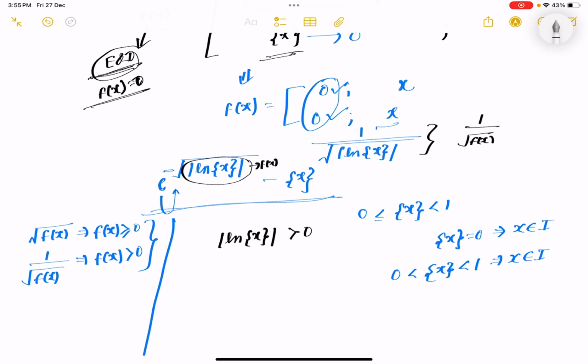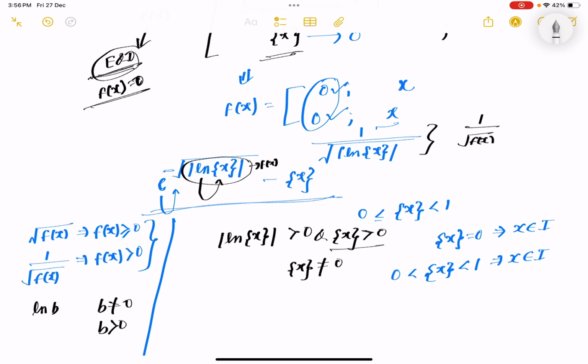Yes or no? It is greater than 0. And one more thing, if I notice, with ln, the fractional part of x is present in the argument. So the fractional part of x should also be what? It should be greater than 0. Yes or no? Means I can see one thing, the fractional part of x cannot be equal to 0 because the argument of log cannot be 0, it should be greater than 0.